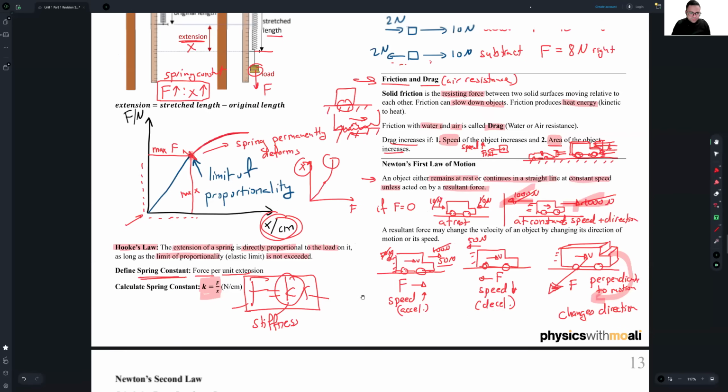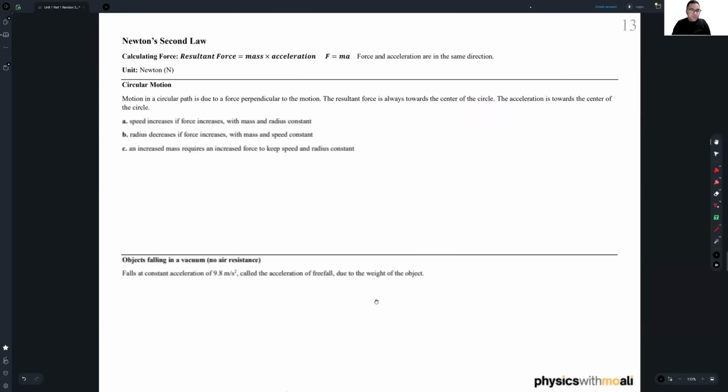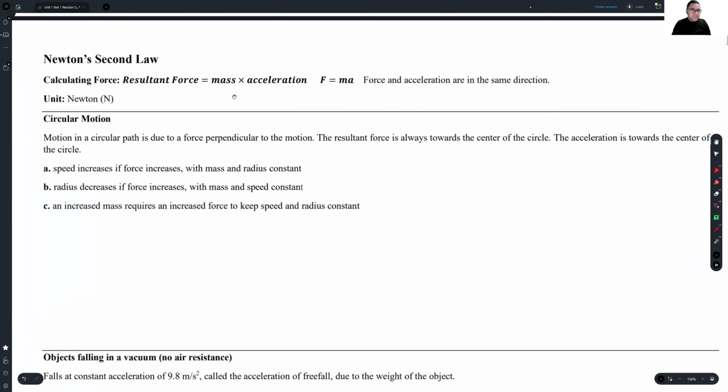Very good. Now, that's Newton's first law. Let's go on to Newton's second law. Second law is very easy. That's literally it. This is the second law. It's an equation, F equals ma.